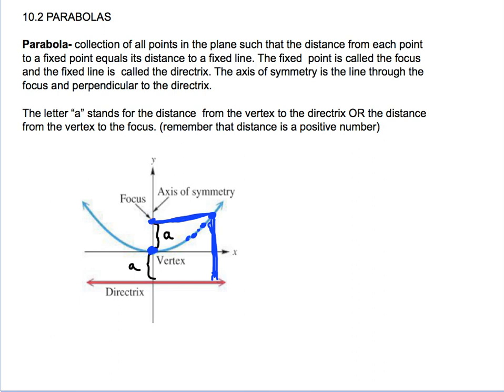The directrix in this case is a horizontal line down here. It is a distance A units away from the vertex. Notice from the vertex to the directrix is A units, and from the vertex to the focus is A units. And what that stands for is called the focal width or the focal distance. So A is the distance from the vertex to the focus. It is also the distance from the vertex to the directrix. Some books, instead of using A, use P. Last year's book used C, but this whole lesson is going to use A for this. Also remember that distance is a positive number.